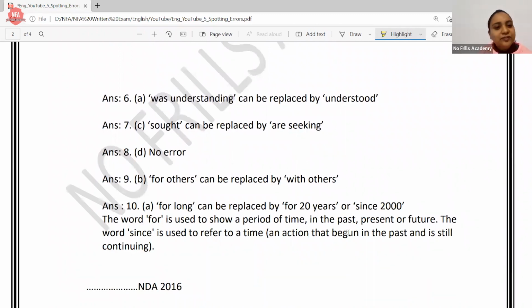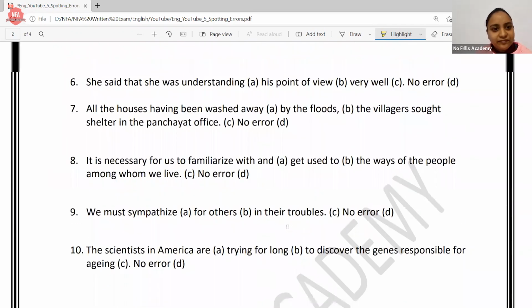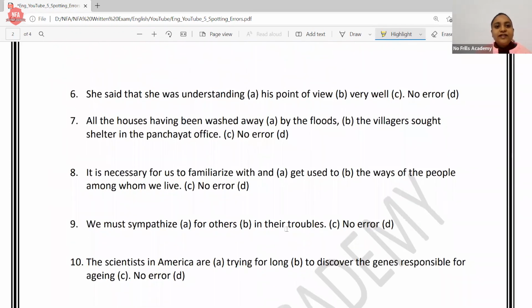Have a practice of self-evaluation. It will help you. 6th is A, 7th is C, 8th is D, 9th is B, 10th is A. Let us understand why. She said that she understood his point of view very well. It's not she was understanding. It is she understood, past tense, simple past.